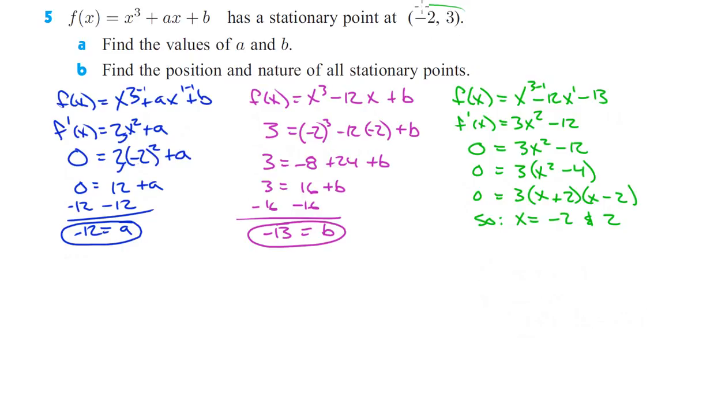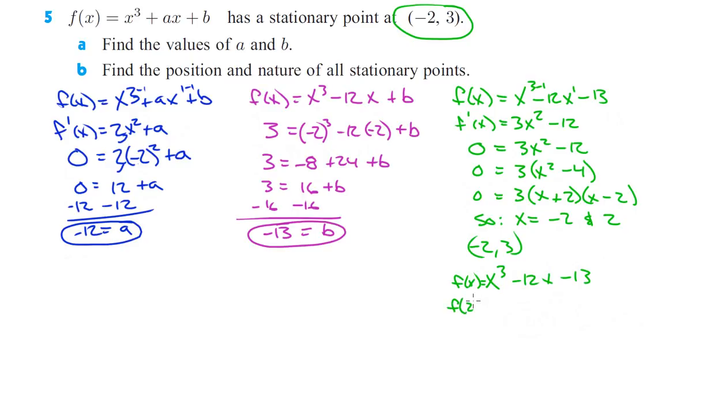Now look, they already gave us one of the stationary points up here. So we know that we've got negative 2, 3. All we have to do is plug 2 into our original function up here to figure out what the y value is for that. So let's try that. Okay, so it's x cubed. So let's just rewrite the function here. It's x cubed minus 12x minus 13, right?